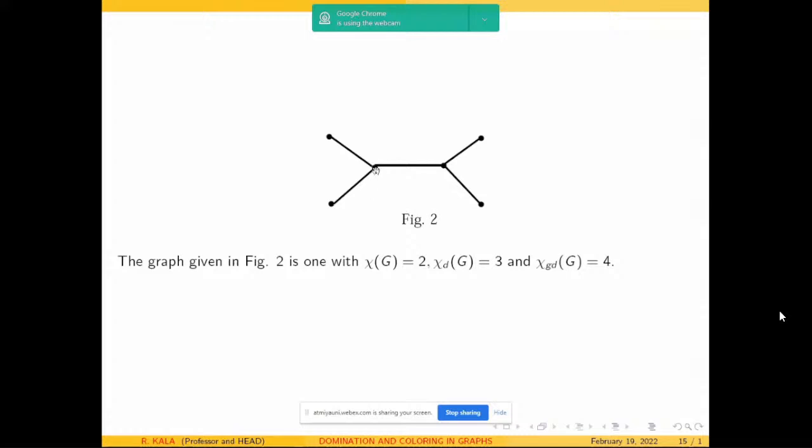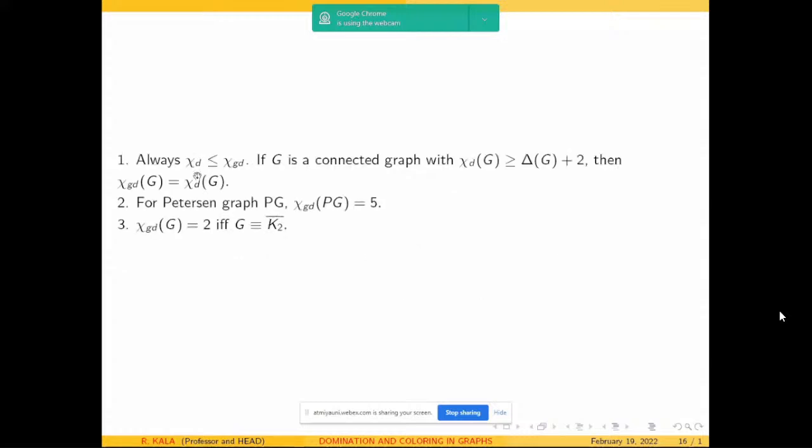Color 1, color 2, these 2 pendants color 3, and these 2 pendants color 4. Now you can check that every vertex will have a DOM color class as well as an anti-DOM color class. So this number, chi GD, is 4. And there is a relation: of course, chi D is always less than or equal to chi GD, because you are adding an additional condition.